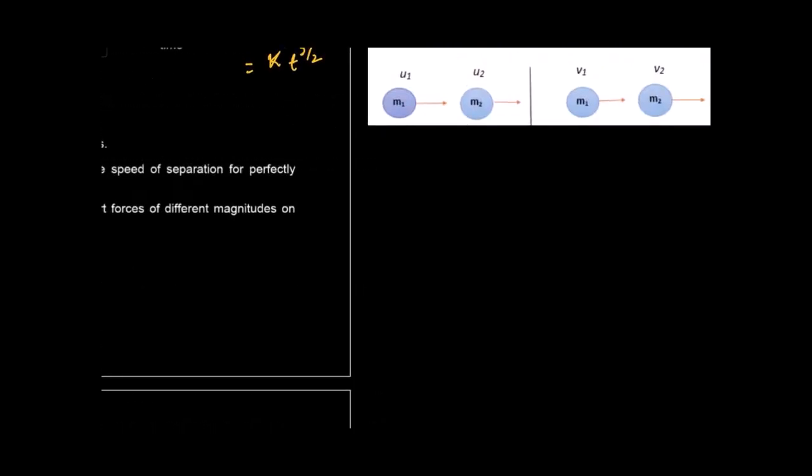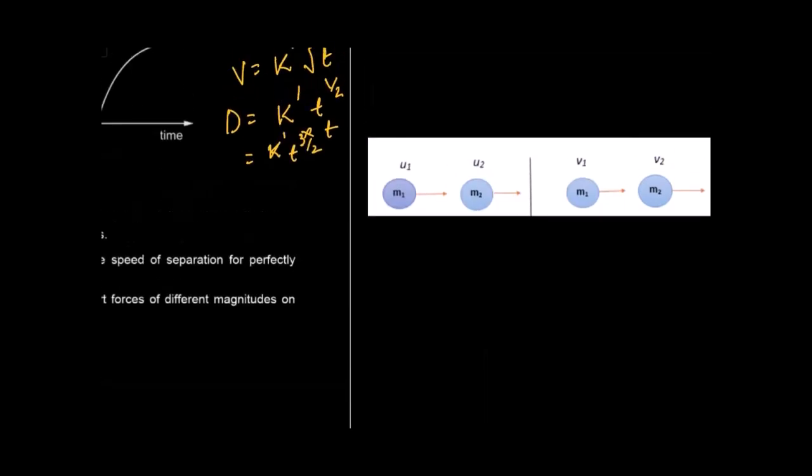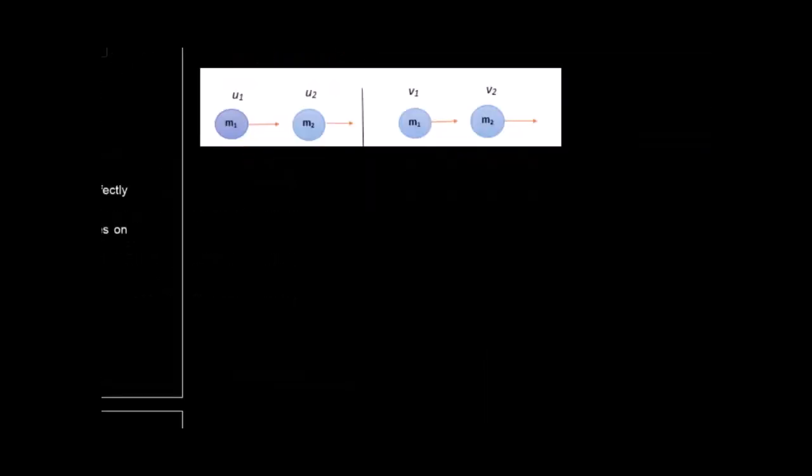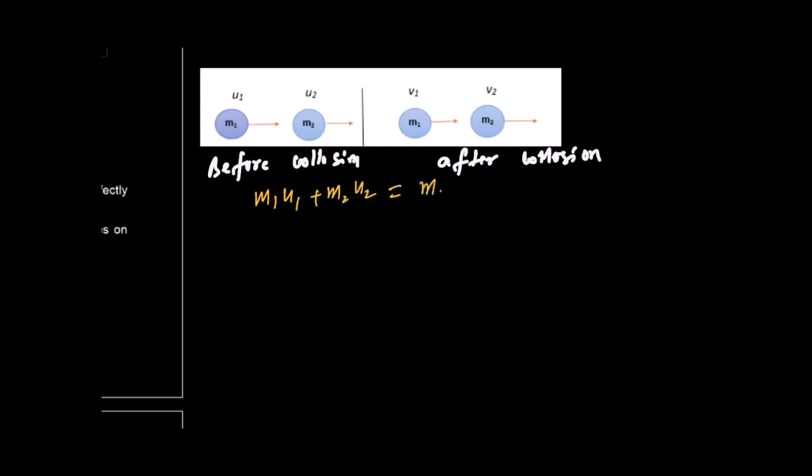So let us consider there are two balls, whose mass is m1 and initial velocity is u1, and mass m2 and initial velocity is u2. So this is the situation before the collision and this is after the collision. So from momentum conservation we can write m1 u1 plus m2 u2 is equal to m1 v1 plus m2 v2.